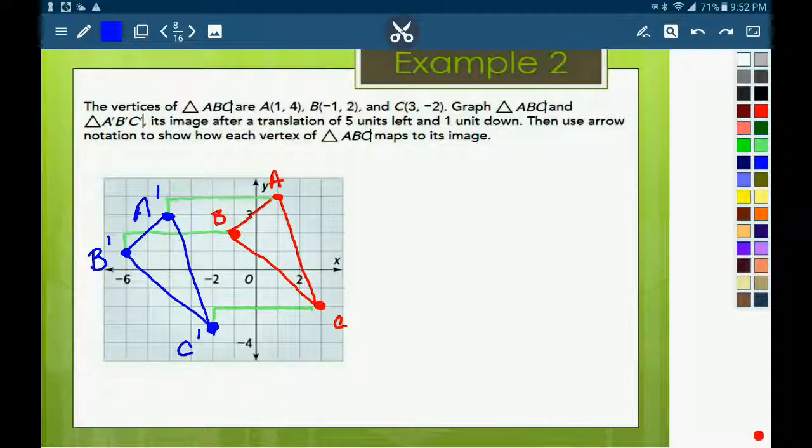Connect your dots to show the 2 triangles. You can see that they are the same triangle. They're oriented the same way. They're just shifted, 5 units left and 1 unit down. Last thing it asks us to do is to use arrow notation.